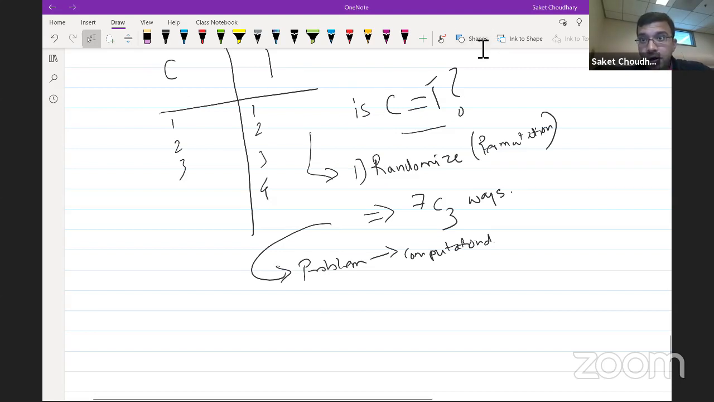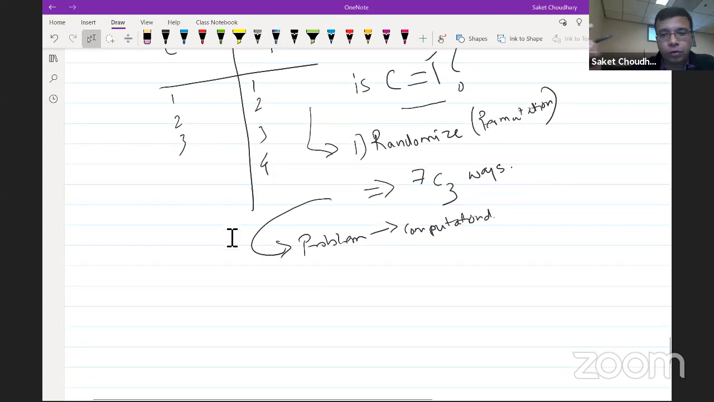Okay, let's see. Yeah, okay. So, but we can't do this, right? We can't randomize if you have, so think about this example. Think about you had 100 students and you had two groups which had, let's say, 30 and 70 each. So 100 choose 30 ways. Okay, this is not practical. This doesn't seem to be practical at all.